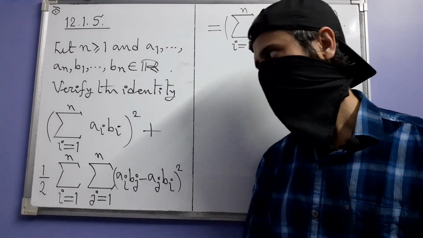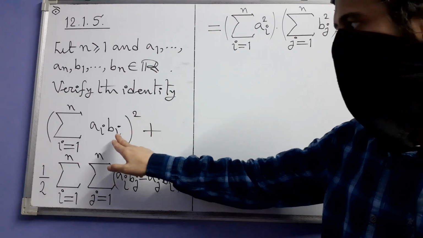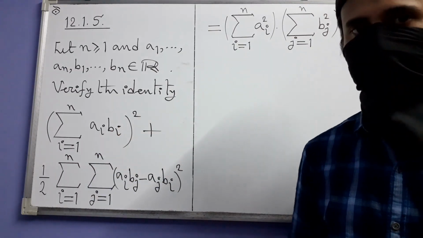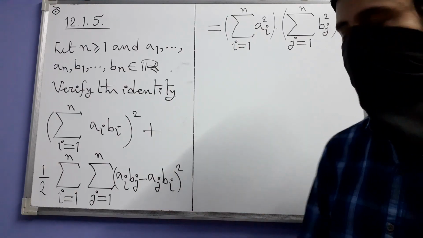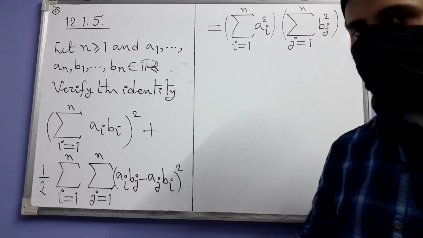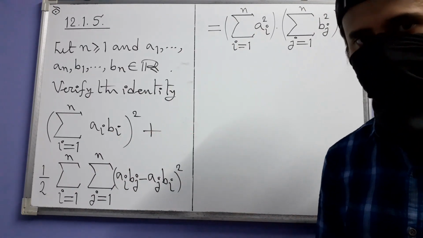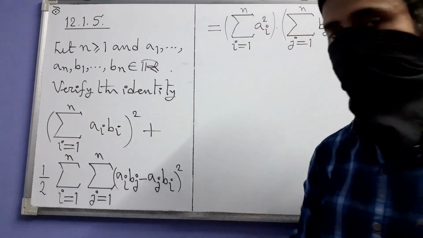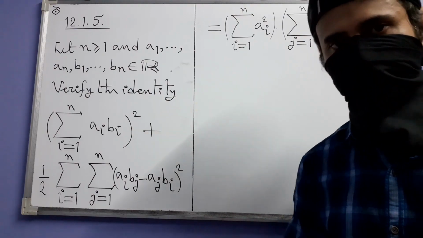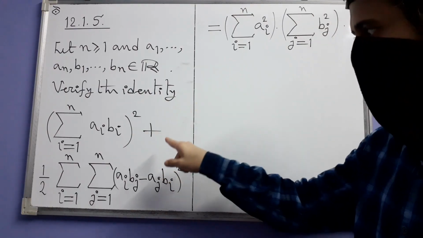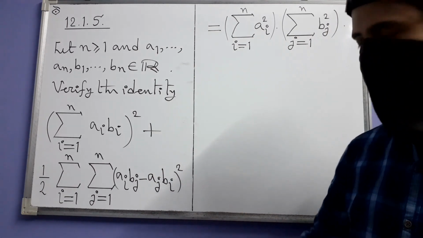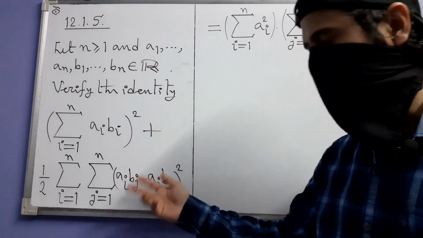So what does the identity say? In this identity, you first take the products of the corresponding ai and bi. So you get ai bi, and you take the sum of those products. That way you get this sum where there are n terms, and you take the square of that sum. With that, you add this double summation, or you can call it a sum of sums.